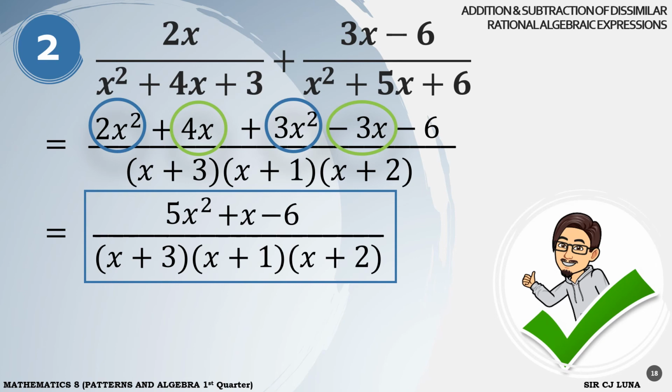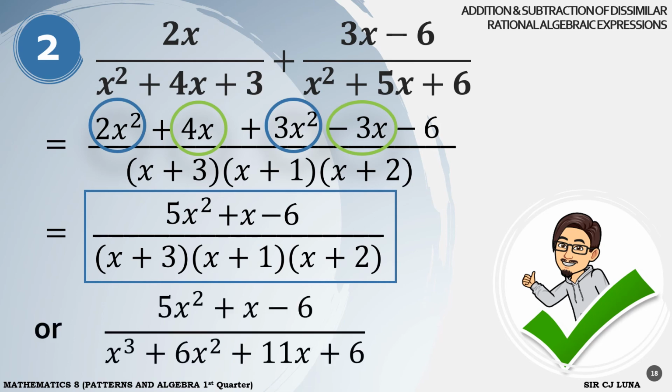We have 5x squared plus x minus 6 all over quantity x plus 3, quantity x plus 1 times the quantity x plus 2. Or if you want to simplify that more, if you want to simplify your denominator, your answer will be this. Okay? So that's it.